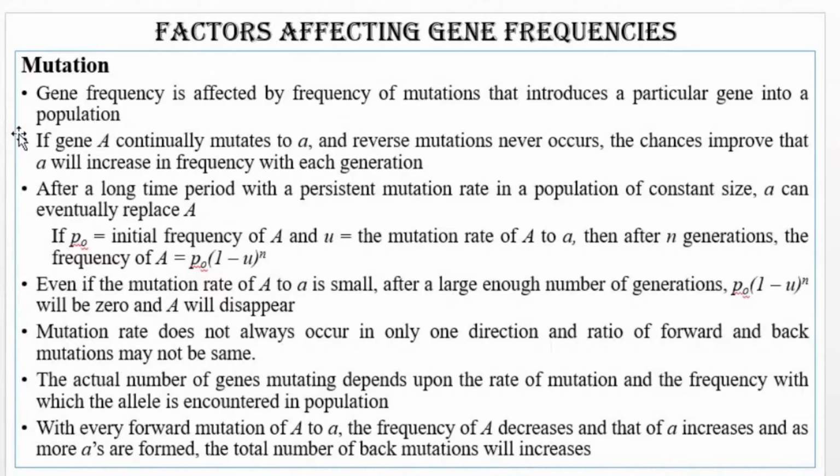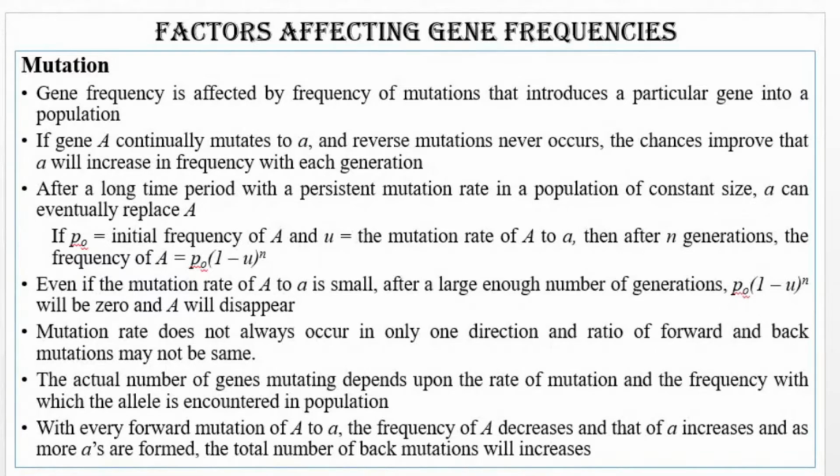That will happen. So if the mutation happens over n generations, in a single generation the original frequency for the dominant A is p0, and for the recessive a it is q0. The rate of mutation of this dominant allele to convert to the recessive allele is u. It is the rate of mutation, that is, dominant allele converting to the recessive allele.